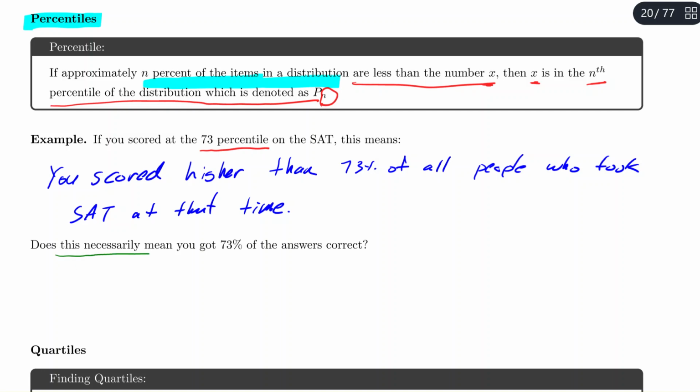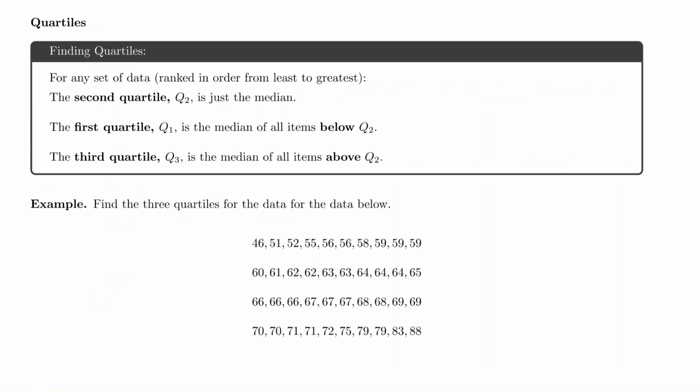Does this necessarily mean that you got 73% of answers correct? No. Because percentile is within the distribution, it is showing your position. We're doing measure of position right now in this video. So no, this does not mean you answered 73% of the questions correctly. That means whatever your score is, you're at the 73rd percentile. You scored higher than 73% of all the people. Quartiles. Quartiles divide data into 4 parts.